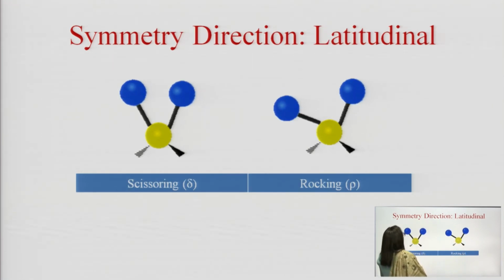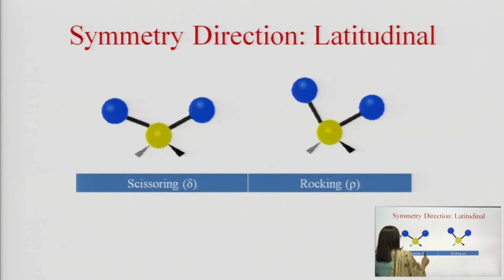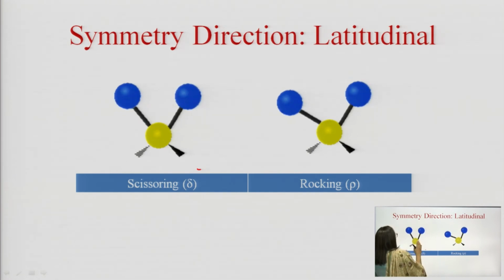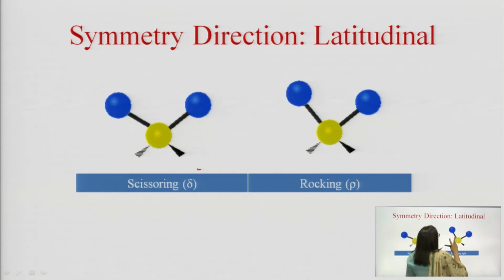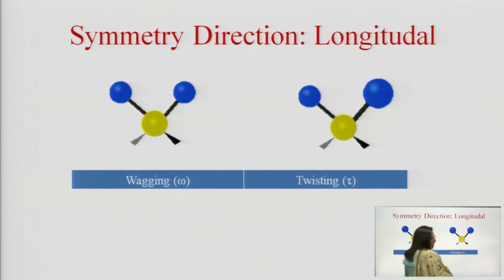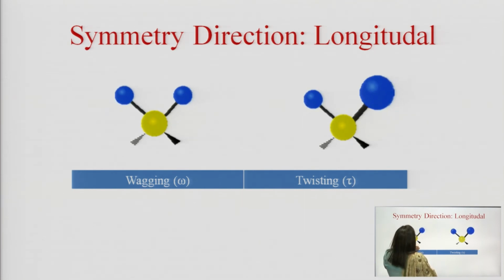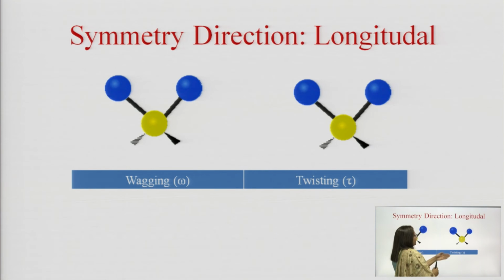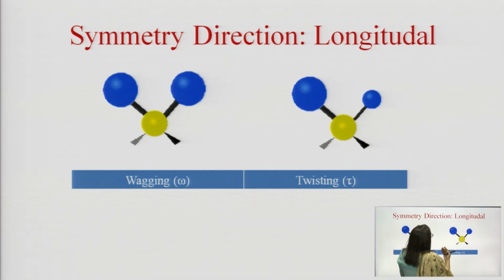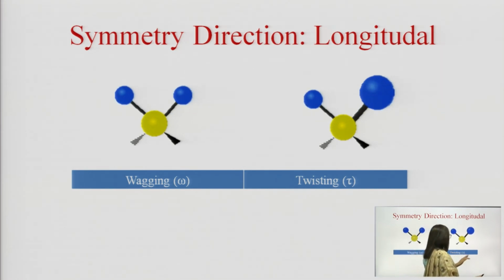Then we have this symmetry directional, latitudinal. In this direction it is either scissoring, that means like scissors it will go apart and come nearby, or rocking, that means both the ends are moving in the similar direction. Then we have this symmetry directional, again longitudinal. Wagging means coming front and back. So, this movement is called wagging. And then there is twisting, that means coming front and back in a different, not in the similar direction. So, this is termed as twisting.